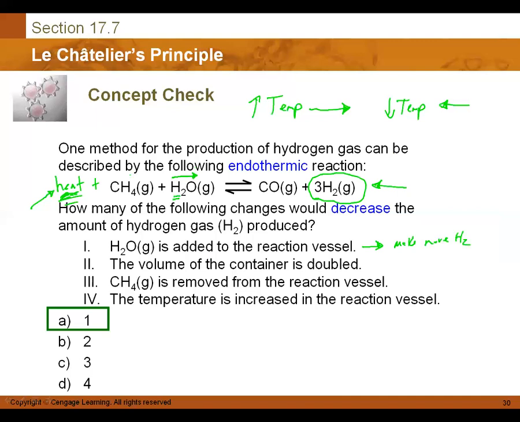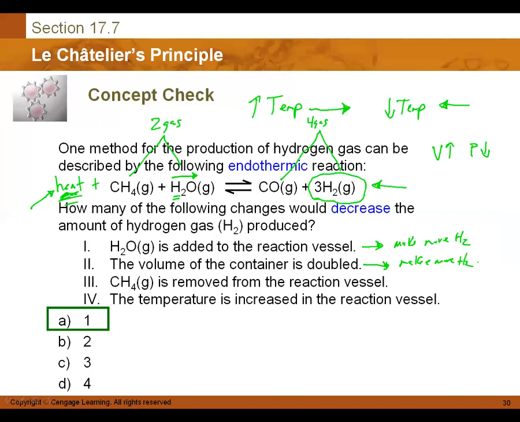If the volume of the container is doubled, the volume would go up, the pressure would go down. So we would want to shift to the side that has more gas molecules. On the left-hand side, there's 2. Right-hand side, there is 1 and 3 make 4 gas molecules. So if you did number 2 on the list, that also should cause the equilibrium to shift to the right, which would make more H2, which is not what you're trying to do here.